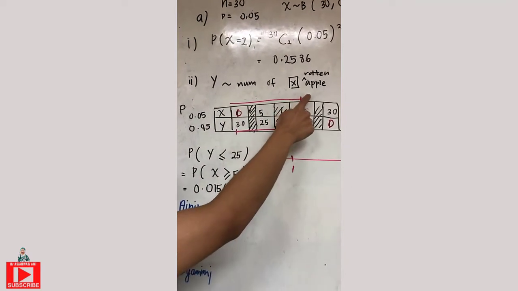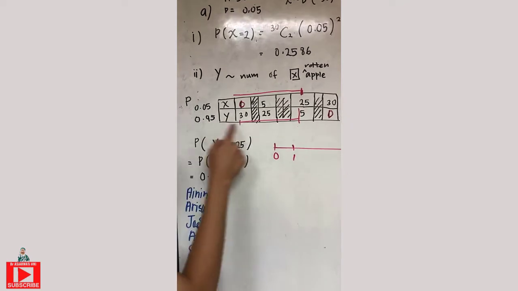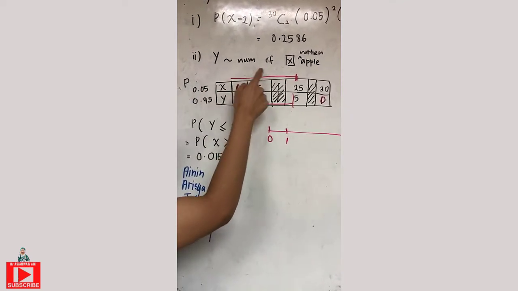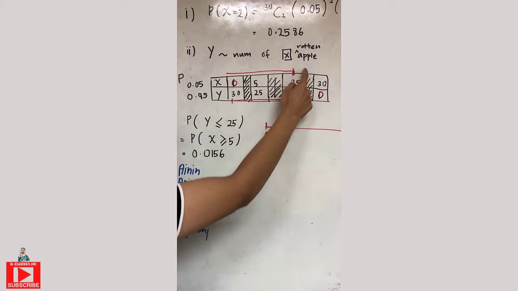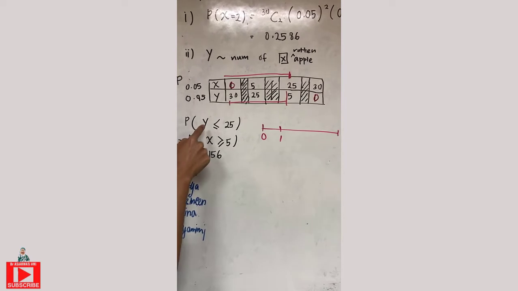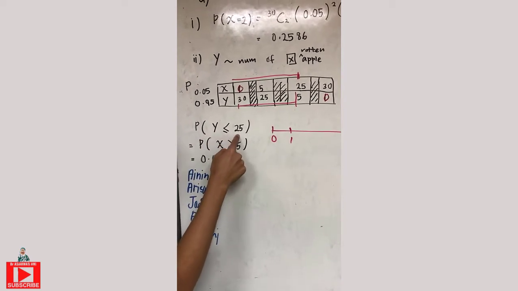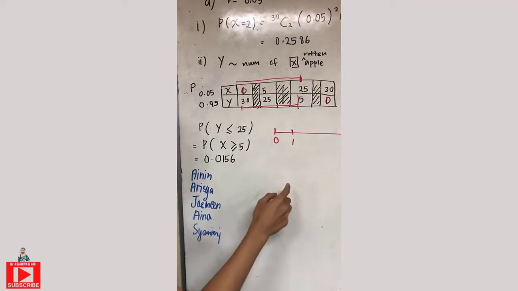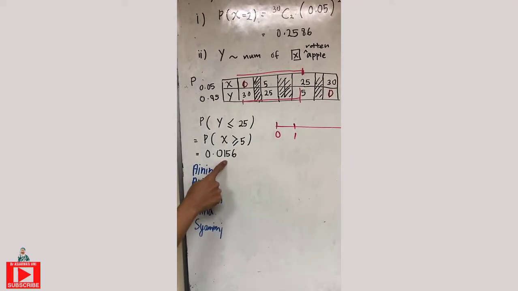Maksudnya yang sebaliknya, yang tak rosak. So kena buat table baru nampak. Kalau yang ni x, kita define pula y, number of apple yang tak rosak. So kalau tengok macam ni baru nampak. So bila y tu at most dia 25, maksudnya x tu dia more than 5, macam tu. So yang ni tengok dalam table.